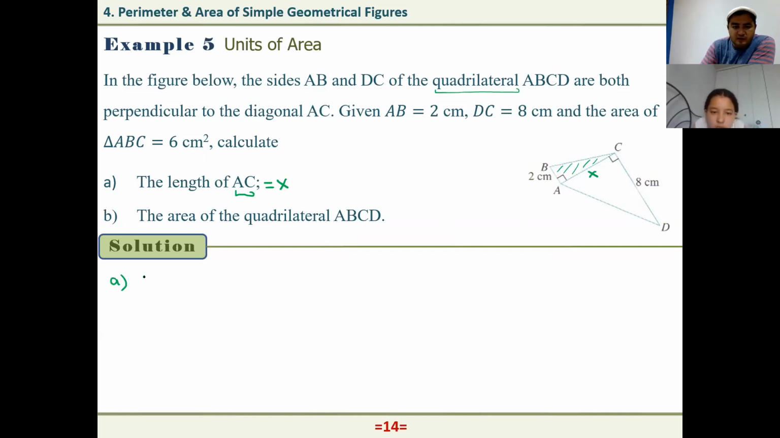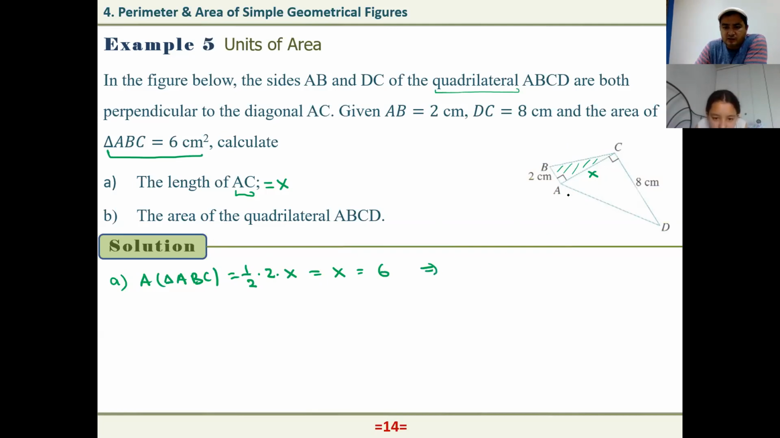We know that the area of triangle ABC, and this one is triangle ABC. How do you find the area? It is base times height over 2. So that's equal to 1 over 2 times base AB, which is 2, times height, which is X. These two cancel each other, so that's equal to X. And this area is given, the area of ABC is 6 centimeters squared, so that is equal to 6. So from here, what is X? X equals AC. So AC is 6 centimeters.